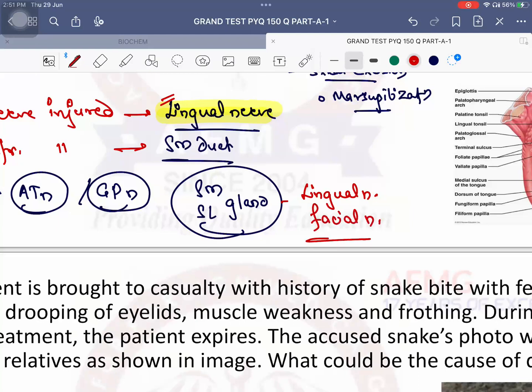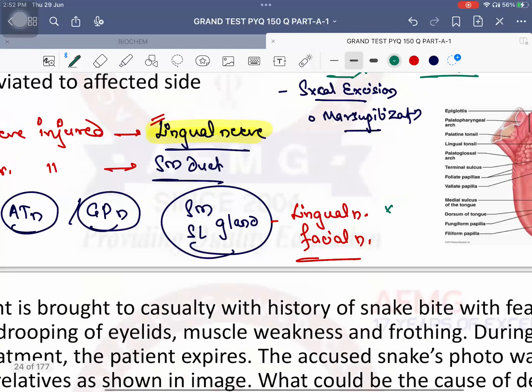Branches of the facial nerve. Please remember the branches of the facial nerve. These will supply the submandibular and the sublingual gland. So if the lingual nerve is damaged, will there be decreased secretion from the sublingual gland? Yes, there will be decreased secretion from the sublingual gland.